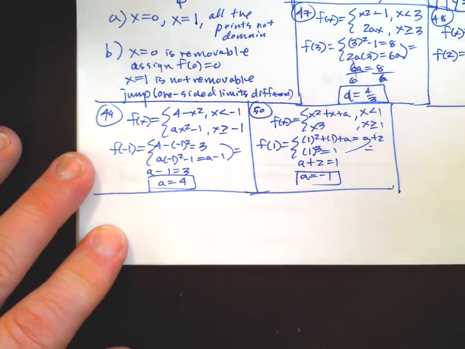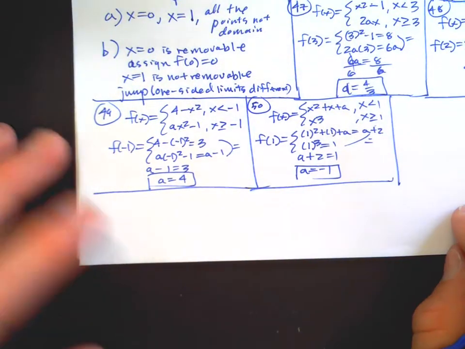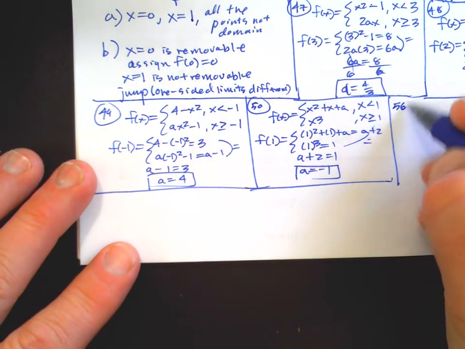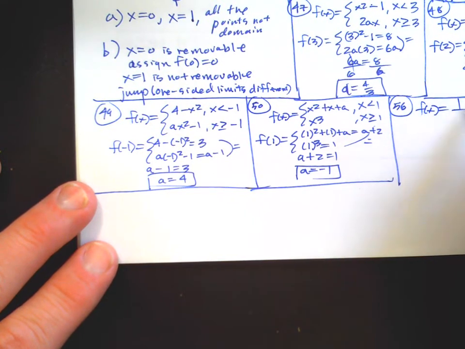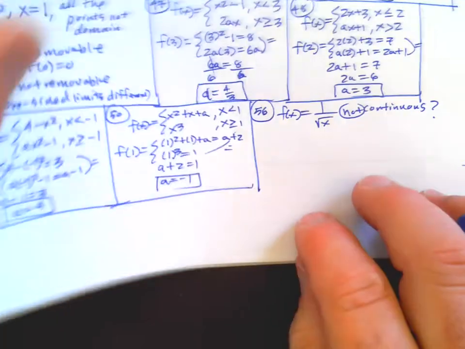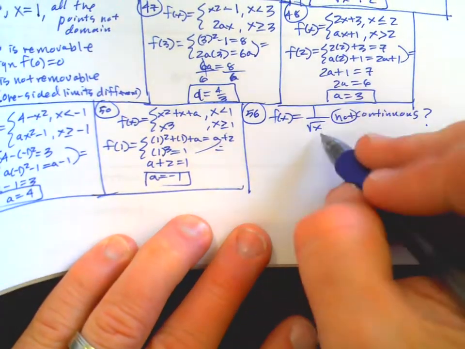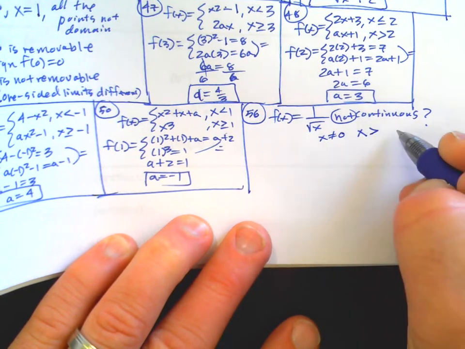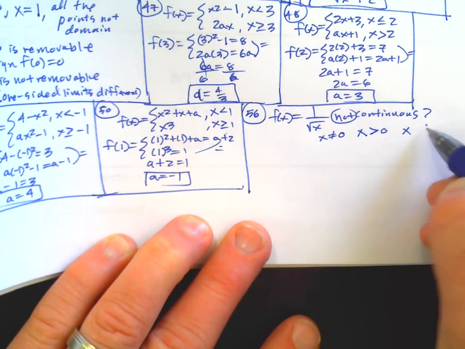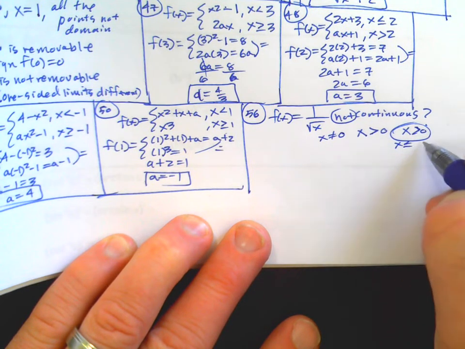56, 57, 58 were some multiple choice. So 56 says, on which of the following intervals is the function f of x equal to 1 over the square root of x not continuous? Well, we could just figure out where it is continuous. x can't be 0. x also needs to be positive, right? So x needs to be greater than 0. If x is less than or equal to 0, it is not continuous.